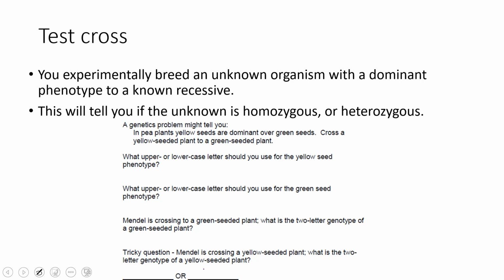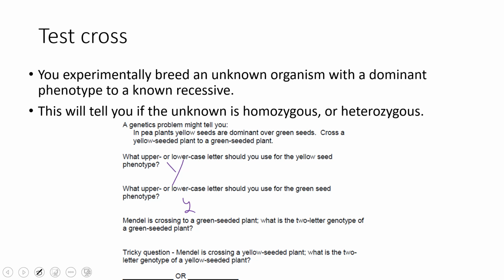So it says, pea plants, in addition to the flower color stuff we were working with, they can also have different versions of their seeds. The seeds can be yellow or the seeds can be green. It says to cross a yellow-seeded plant with a green-seeded plant. What uppercase or lowercase letters would you use for yellow? Well, since it says that's dominant, we do a big Y for yellow. What uppercase or lowercase letter would you use for green? Lowercase y. And again, I give my lowercase y a tail so that I know that's the lowercase.